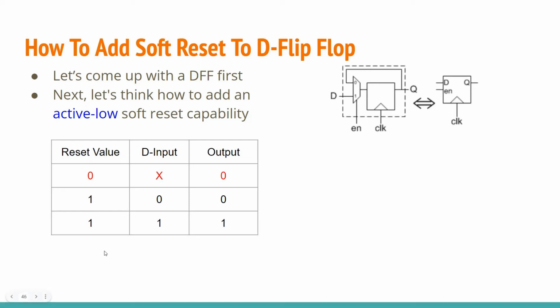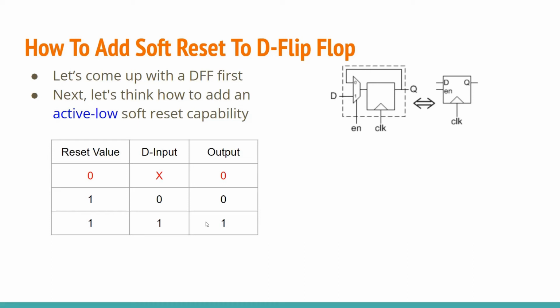I wanted to keep the table concise, so I have not added another column for enable, thereby increasing the number of possibilities in this table, right? So let's just assume enable is 1 for all these combinations, and if that's the case, the output will get reflected if the reset value is 1 based on what the input is. If the D input is 0, the output will be 0. If the D input is 1, the output will be 1, right?